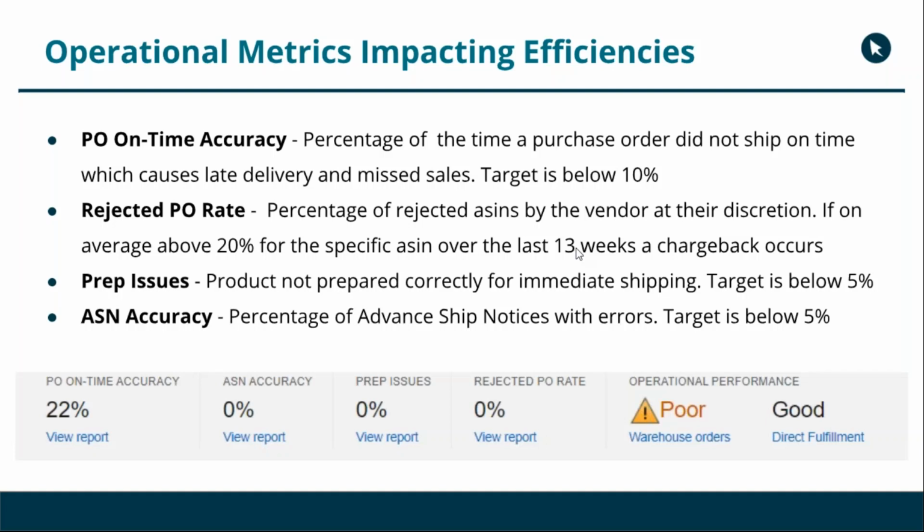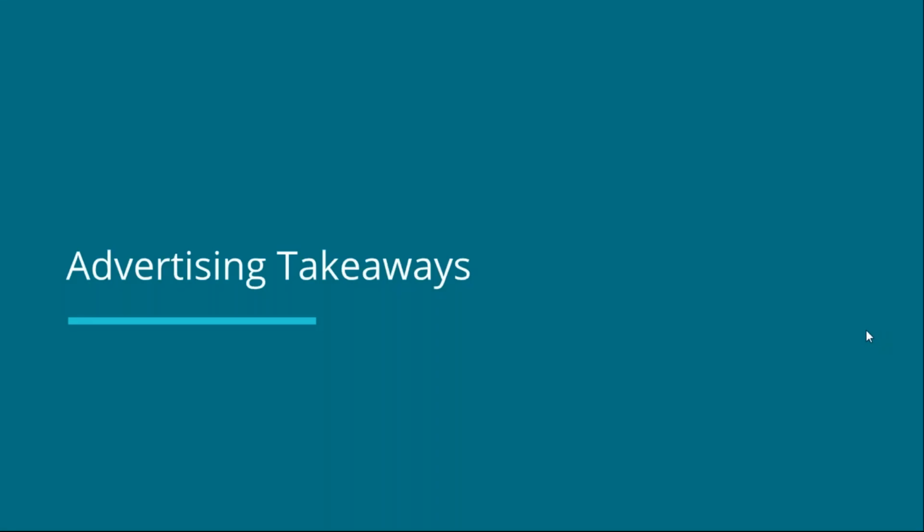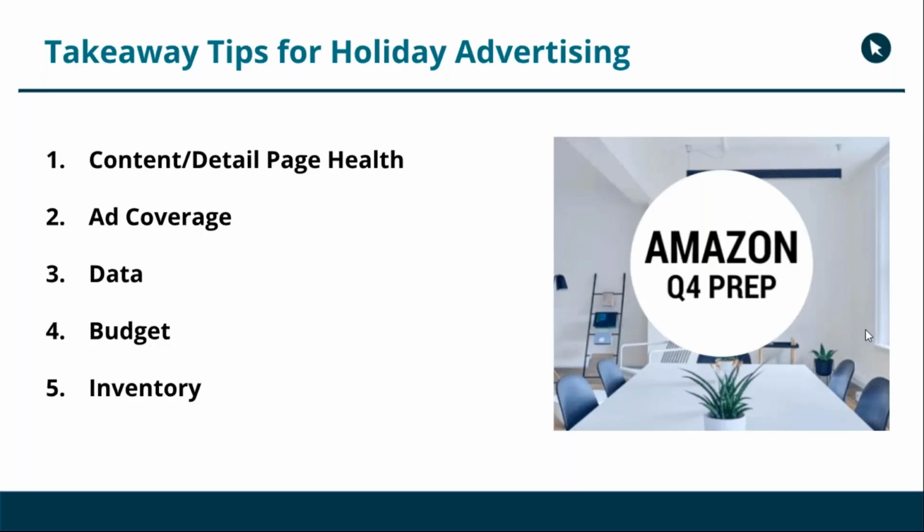Prep issues, which is preparing your product for immediate shipping. We talked about getting it ready and you want to have that ready. And ASN accuracy, which is making sure that all the data that's with a shipment is correct on the advanced ship notices that are sent to Amazon. The bottom part of this page shows you a screenshot of what you see every time you log into Vendor Central. And finally, advertising takeaways from Jen for holiday.